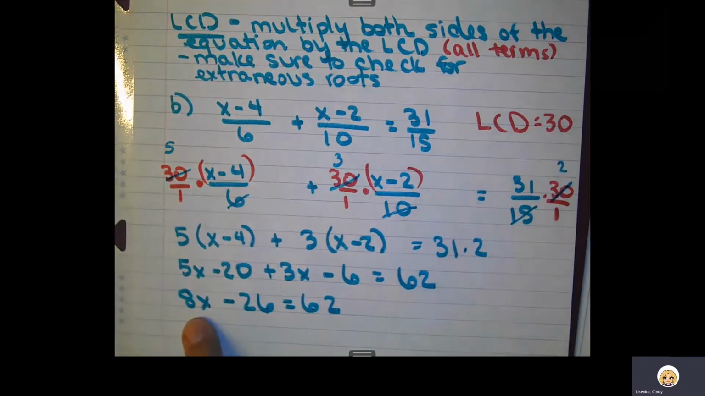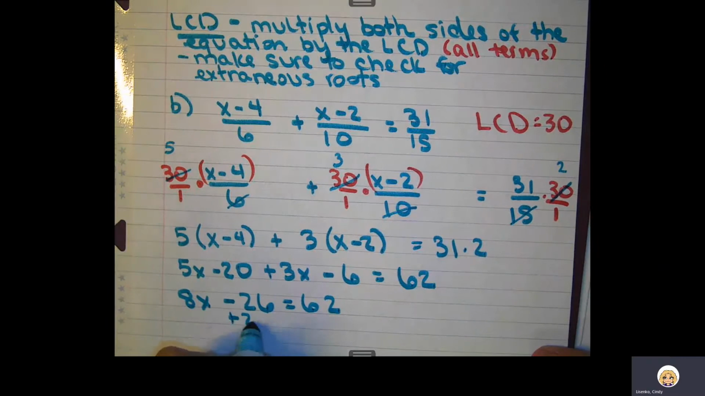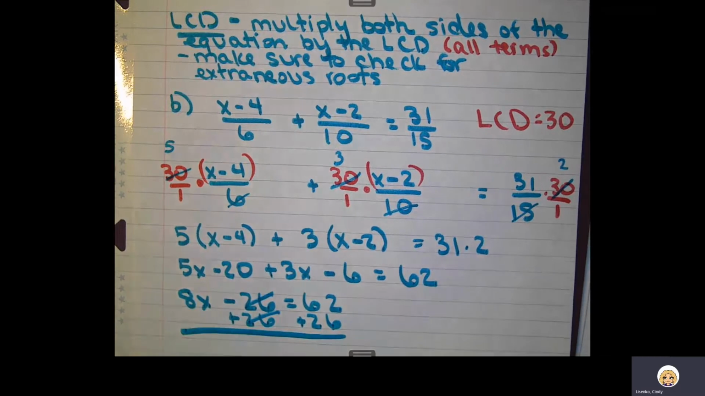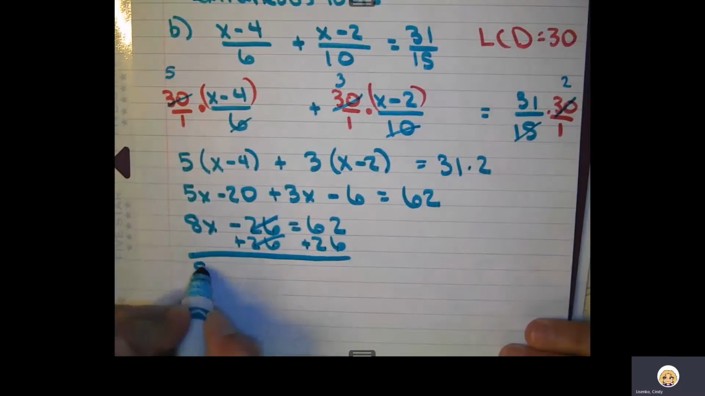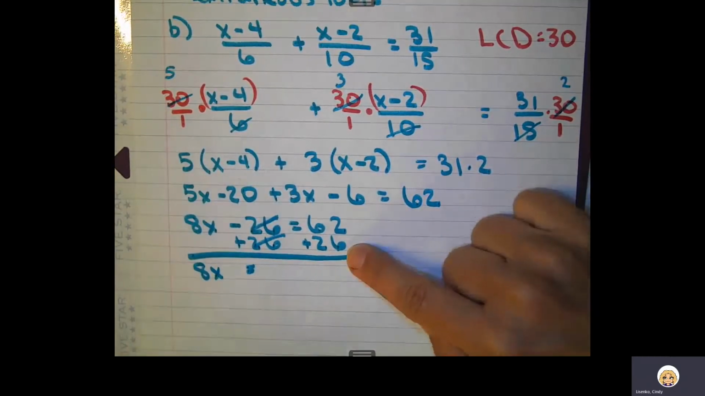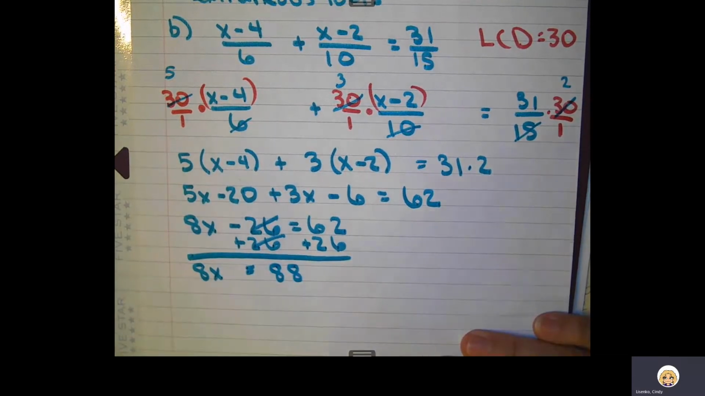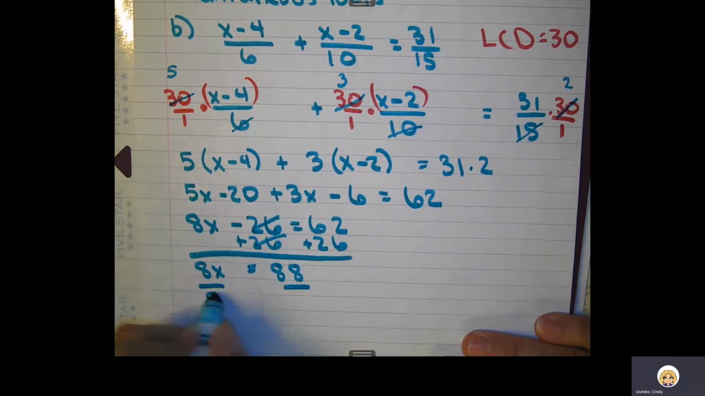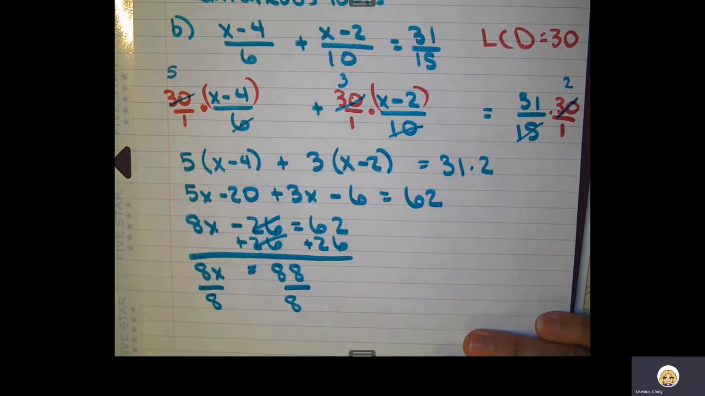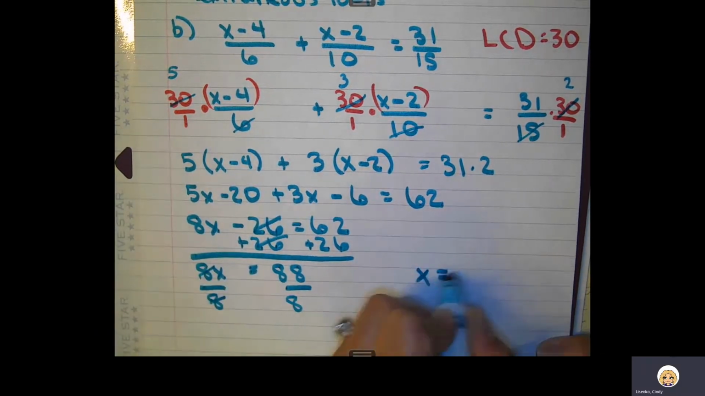Since I have my letter over here, there's no power of 2. I'm going to move this to the right, so I'm going to add 26 to both sides. 26's cancel. So I bring down my 8x. 62 plus 26 is 88, so I have equals 88. Last step, I can divide both sides by 8. 8's cancel out. 88 divided by 8 is 11, so I have x equals 11.